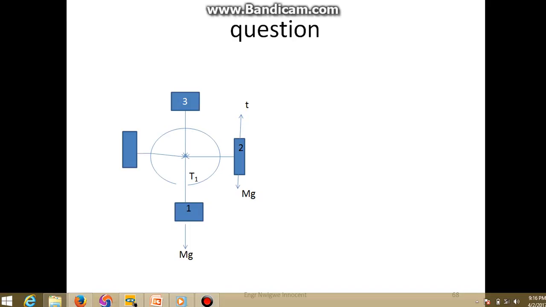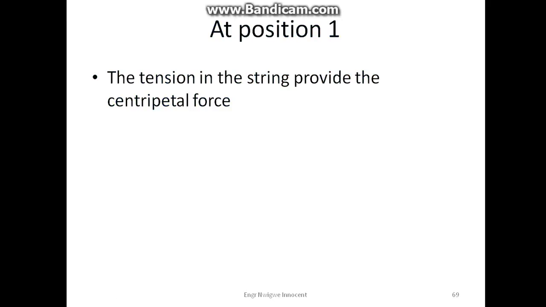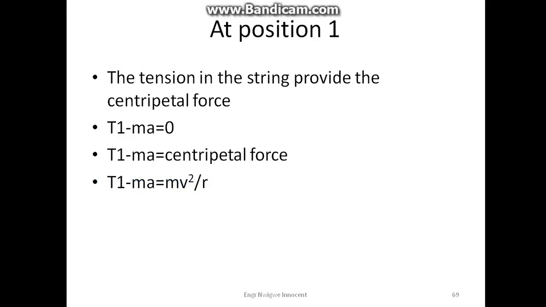At position 1, the tension in the string provides the centripetal force. T1 minus mg is equal to the centripetal force. T1 minus mg is equal to mv squared over r. T1 now becomes equal to mv squared over r plus mg.